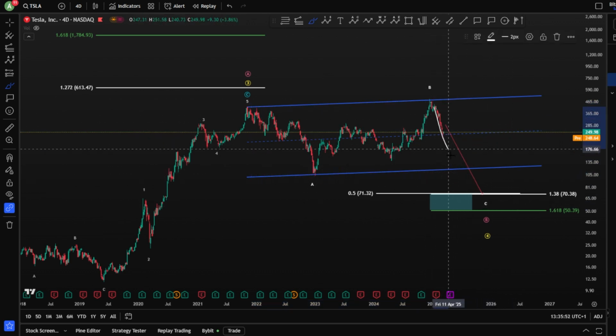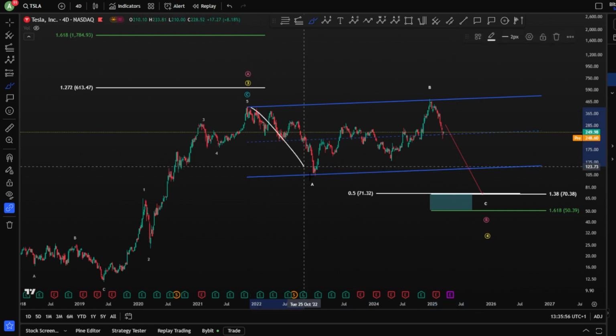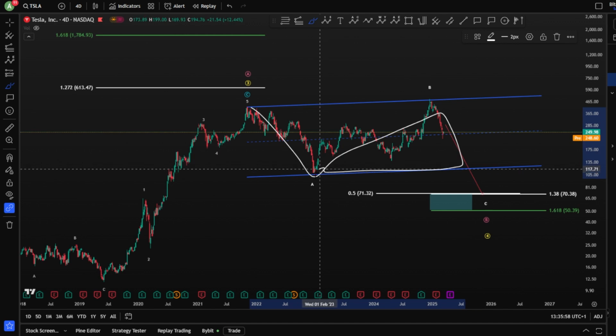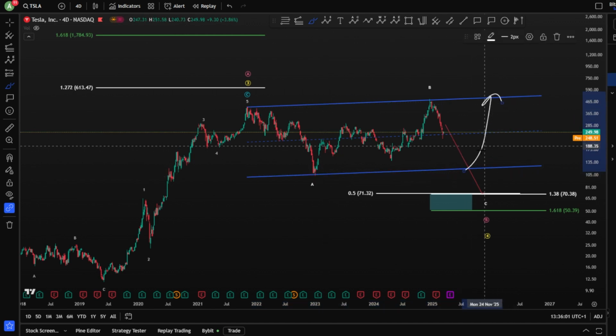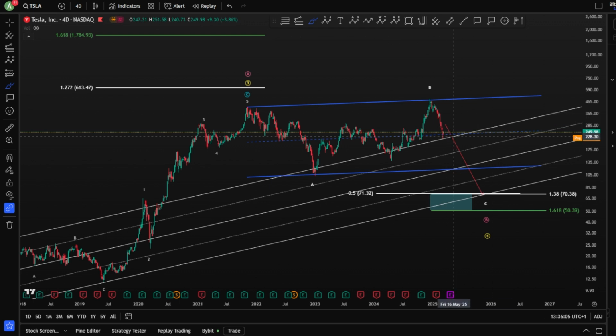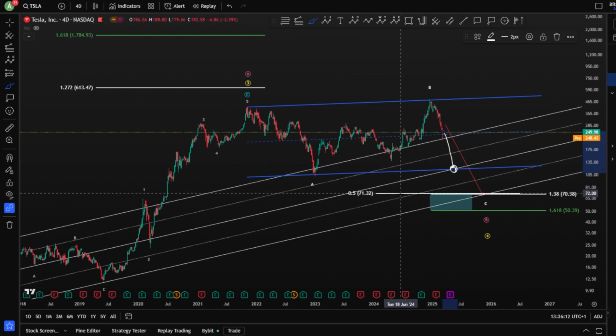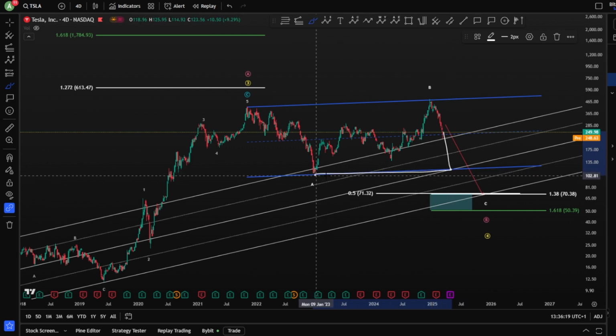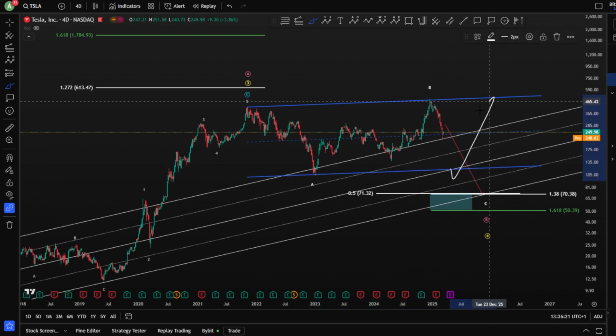It can be that your wave C is truncated within the channel, the blue channel here, as a running flat, failing to take the low, and then moving toward the upside once again. Much more insight comes from breaking the base channel. You can see exactly the confluence of the base channel and this corrective channel at this point. So it's a very critical point, where you would like to take the low anyway, and then move toward the upside one more time.